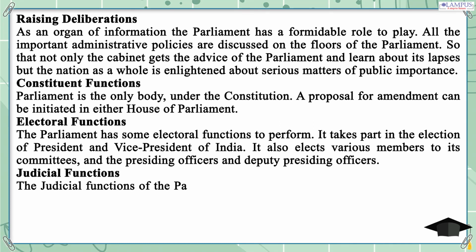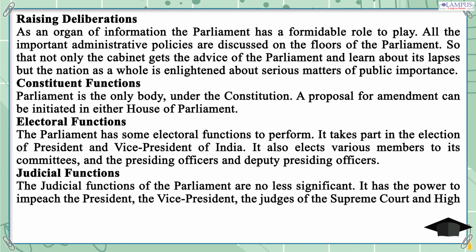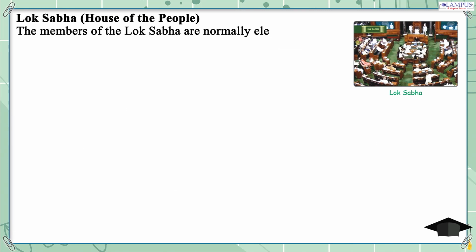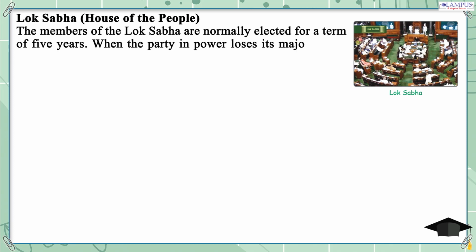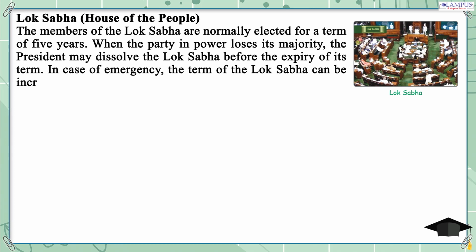Judicial functions. The judicial functions of the Parliament are no less significant. It has the power to impeach the President, the Vice President, the judges of the Supreme Court and High Court. Lok Sabha, House of the People. The members of the Lok Sabha are normally elected for a term of 5 years. When the party in power loses its majority, the President may dissolve the Lok Sabha before the expiry of its term. In case of emergency, the term of the Lok Sabha can be increased by 6 months.